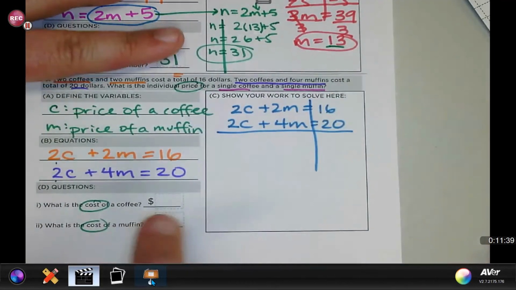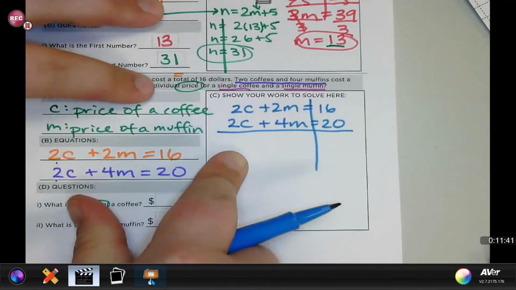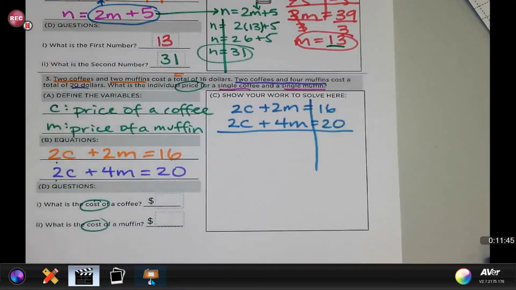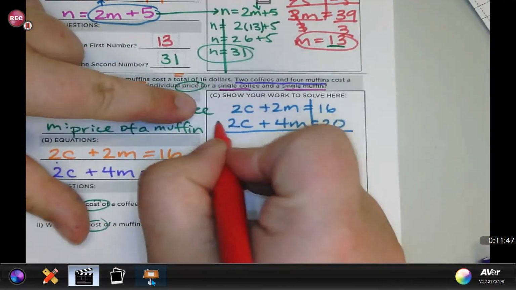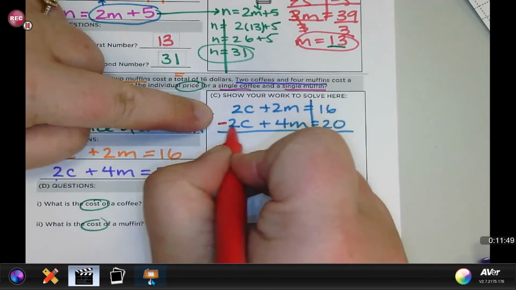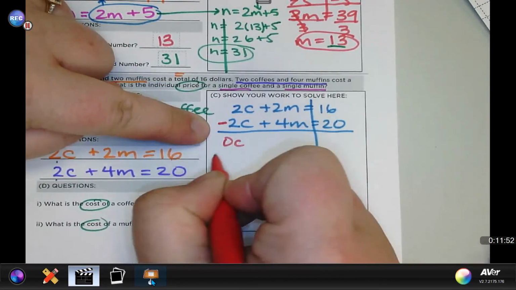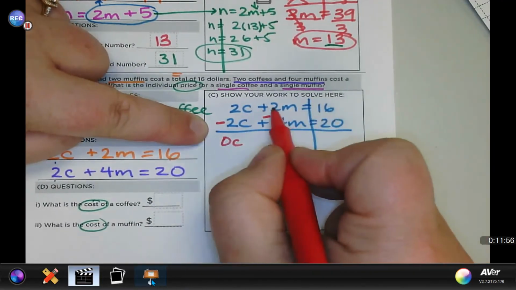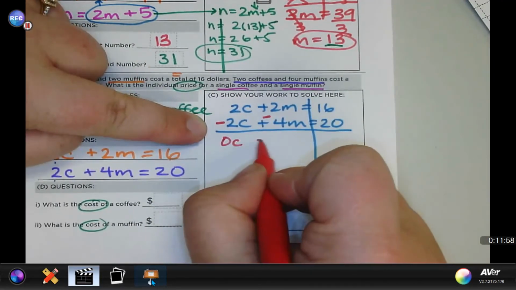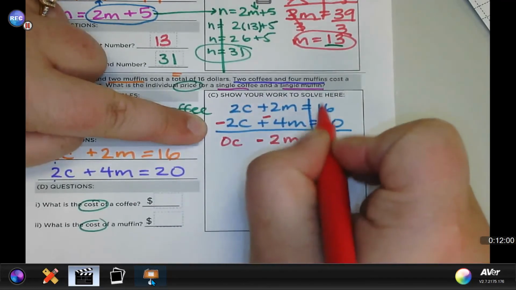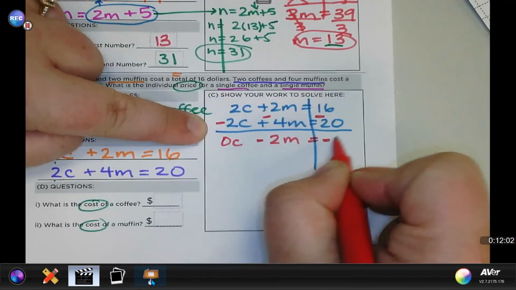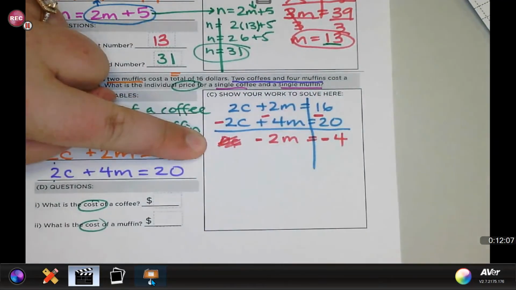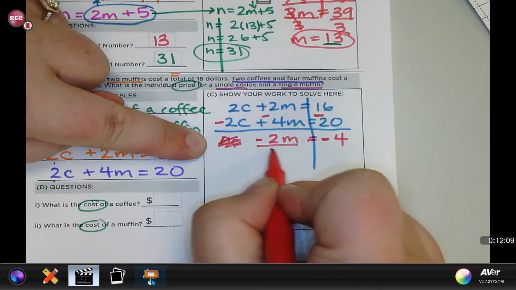So you need to figure out, should I add these or subtract them? If you do 2 plus 2, I'm going to get 4. I don't like that. So instead we're going to do minus. If I subtract them, 2c minus 2c is 0c. And so if I subtract that, I have to do subtraction for everything. 2 minus 4 is negative 2m equals 16 minus 20 is negative 4. So remember, when that's 0, you don't actually need it anymore. Bye-bye. Divide by negative 2.